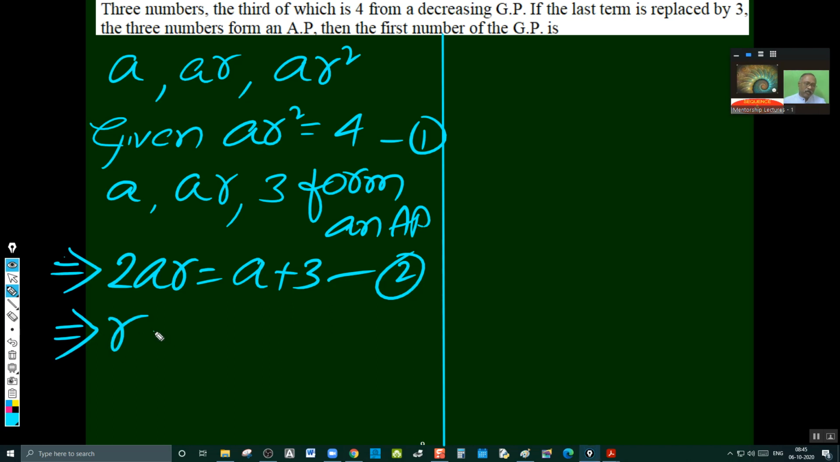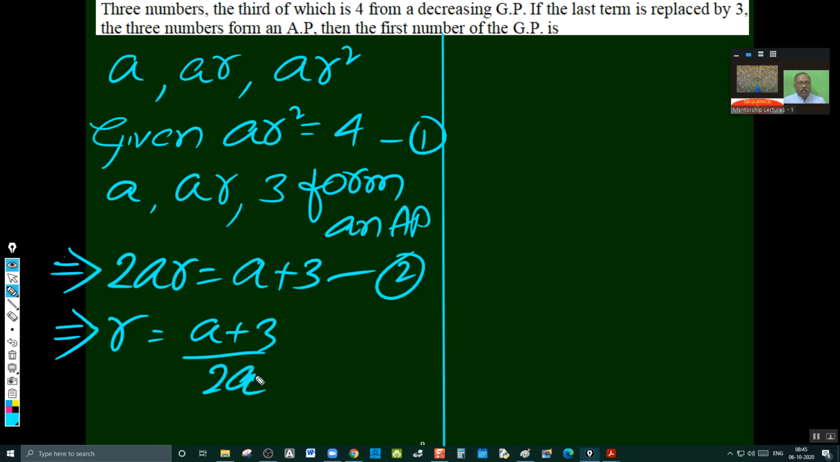R here. What is R? R is nothing but A plus 3 by 2A. Or you can replace even A also. What is it that we need? First term we need, that is, we need A only. So let us replace R, please. A plus 3 by 2A.